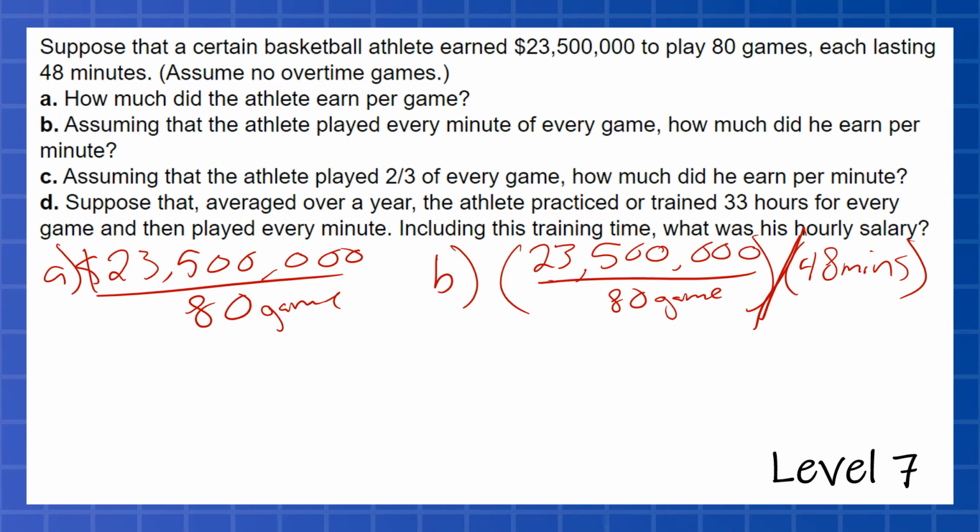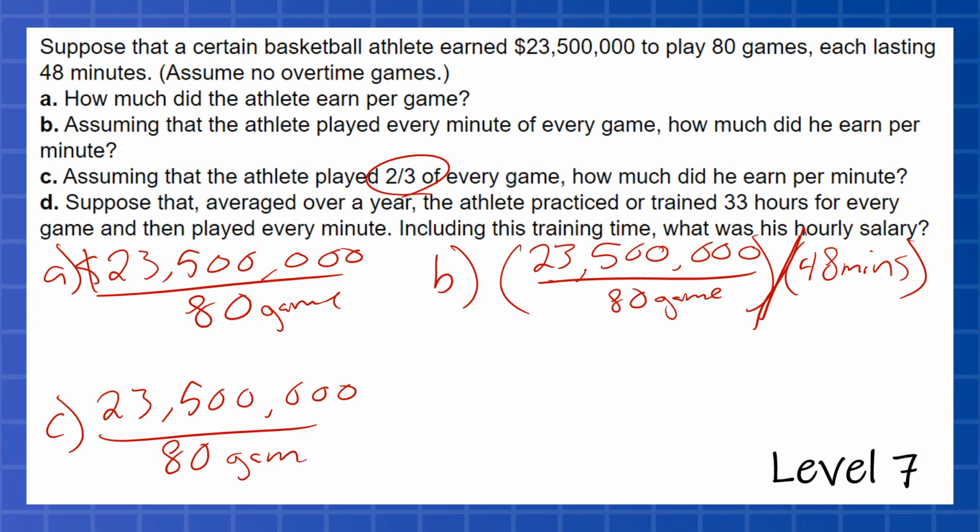All right. But some athletes don't even play the whole game. They only play 2/3 of the game. So what we're going to do is we're going to say, well, I don't need to divide it by 48 minutes. Instead, I'm going to take that amount and I'm going to divide it by 2/3 of a game. So 2/3 of 48 is 32.